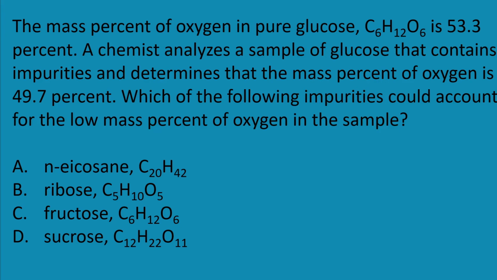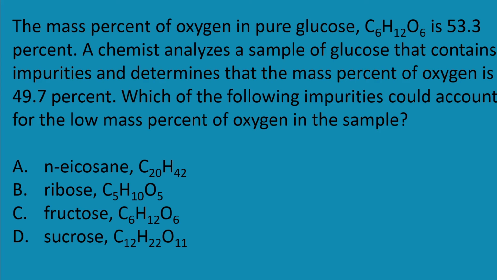Okay, so we have 53.3% in a pure sample of glucose, but we know that the actual mass percent of oxygen is 49.7. So that tells us that whatever our impurity is, it has to have less than 49.7% oxygen, or mass percent oxygen. Why? Because you couldn't bring the average down to 49.7 if it were at 49.7 or above. You have to have something that's lower than that.